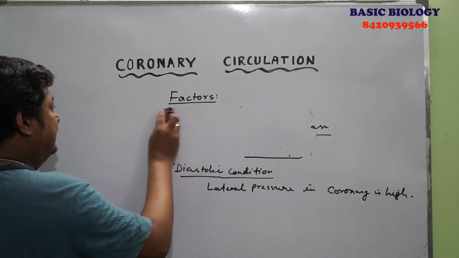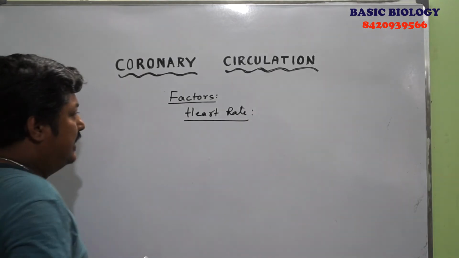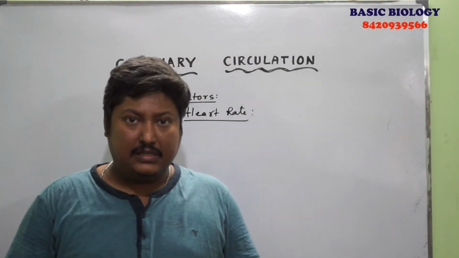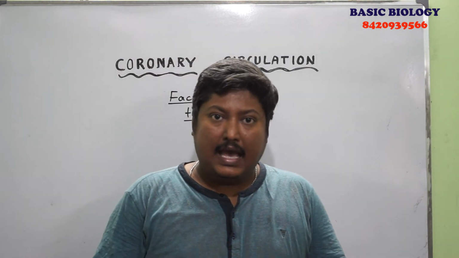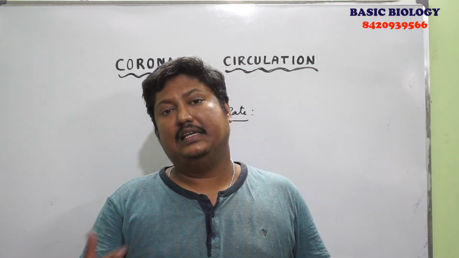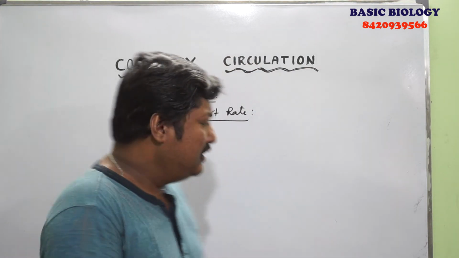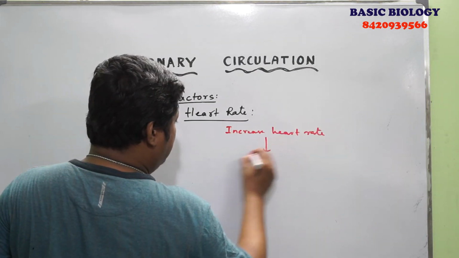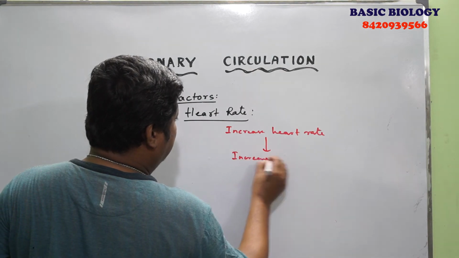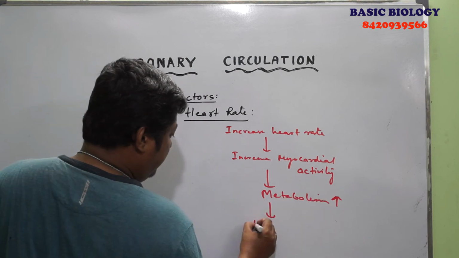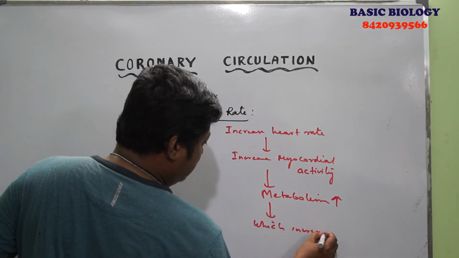Another important factor is the heart rate. Increased heart rate means increased myocardial activity. Increased myocardial activity means increased metabolic rate, and increased metabolic rate means an increase in the coronary blood supply. So it's a very simple thing. Increased heart rate leads to increased myocardial activity, which increases the metabolism, which increases CBF.